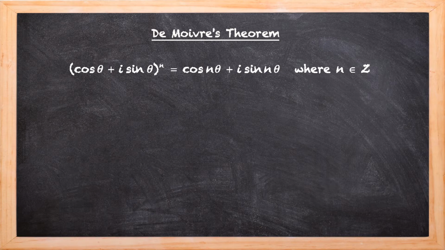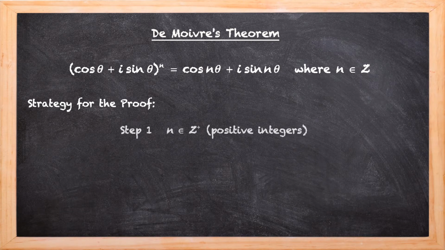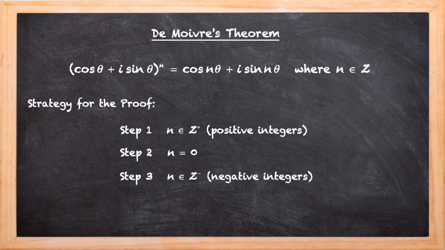We're going to prove it for all positive and negative integers, including 0. So how do we do that? First stage, we'll prove it for the positive integers, and we'll use mathematical induction to do that. The next step, step 2, we'll prove the specific case n equals 0. We'll deal with that before launching into step 3, which will prove the statement for all negative integers.